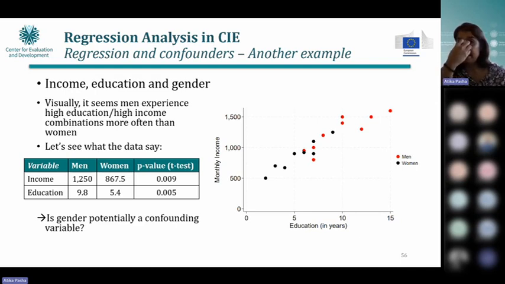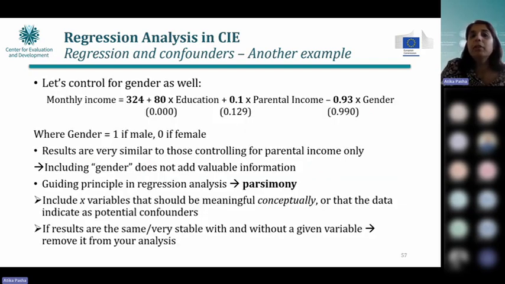So our data tells us that, okay, look, when you take your sample and divide it by men and women, indeed, men have higher incomes, and it's statistically significant even at the 1% significance level. And if you look at years of education, again, it's a massive difference, which is again significant at the 99% significance level. So is it a potentially confounding variable? It's potentially a confounding variable. Let's add it into the regression and see.